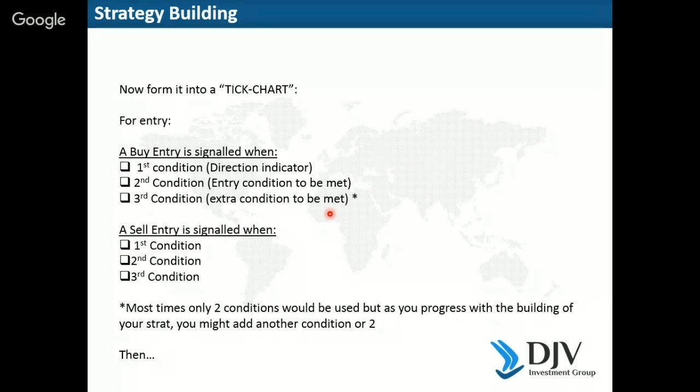We focus on entry conditions first. Okay, so we need to know what we're going to use to get into that trade. We're just going to split them up as buy conditions and sell conditions. Okay, so obviously the buy conditions will just be the vice versa of the sell conditions, and that is it. Now, most of the times only 2 conditions would be used. Okay, and as you progress with the building of your strategy, and you start backtesting, you might then add another condition on top of those 2.